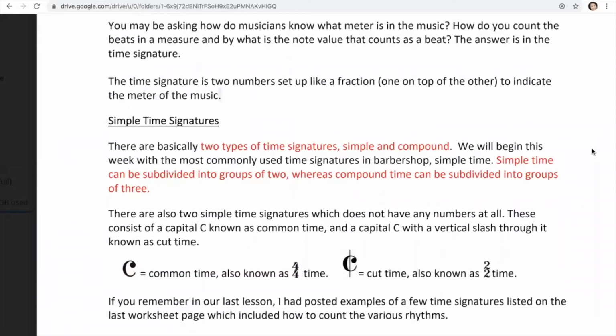There are basically two types of time signatures commonly used in music, simple and compound. We will begin this week with the most commonly used time signatures in barbershop, simple time signatures. Simple time can be subdivided into groups of two, whereas compound time can be subdivided into groups of three.